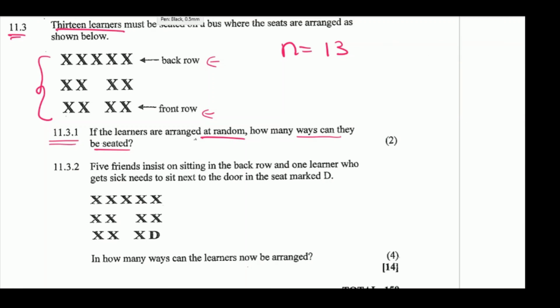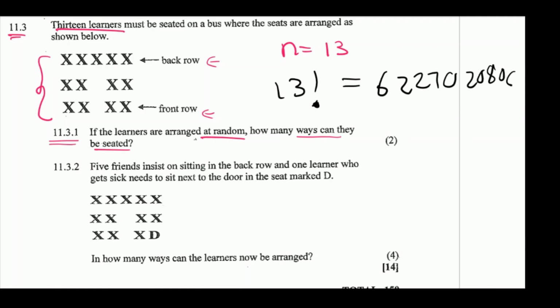Now to identify the seating of these 13 learners at random, we're simply going to say 13 factorial, which will give you 622702080. So this would be the seating of these learners at random, 13 factorial.